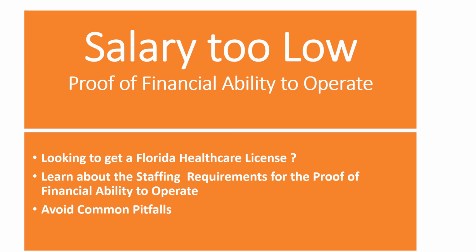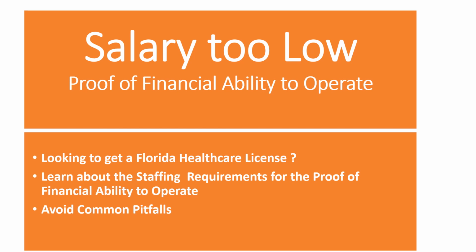You will learn about 5 common pitfalls to avoid when preparing the proof of financial ability to operate, with a focus on the most important pitfall and deficiency noted by ACA, which is the title of this video: salary too low. Before we start, let me summarize the license process and in particular the proof of financial ability to operate.